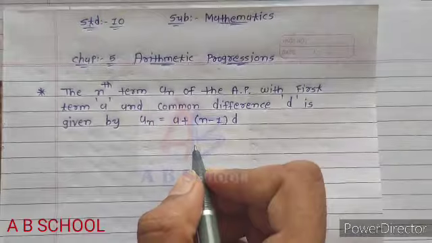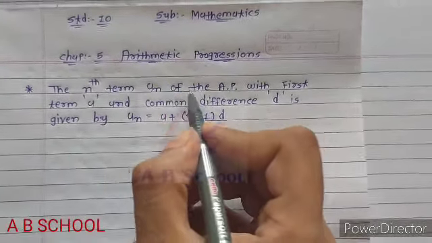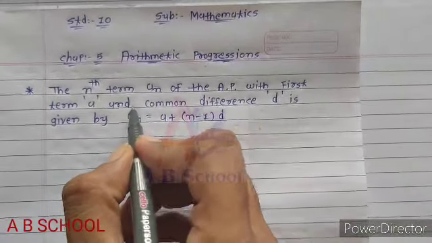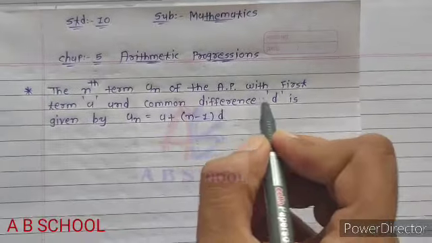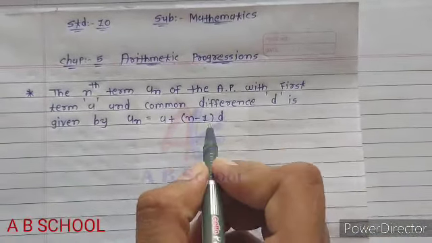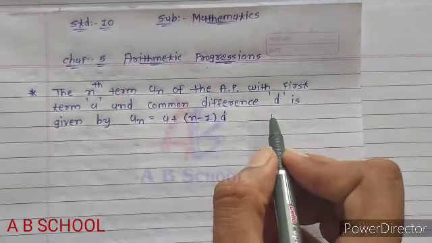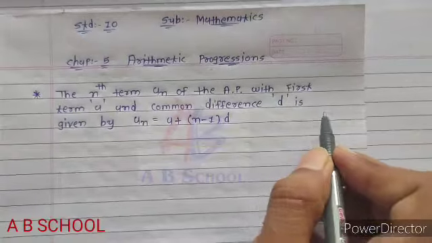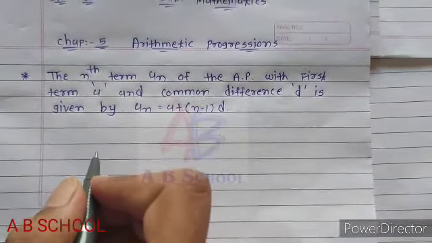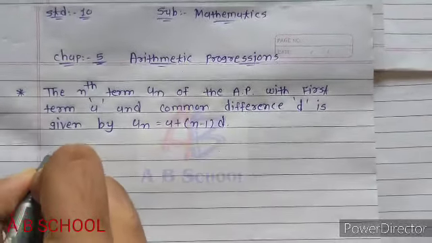Now first we will recall that the nth term An of an AP with first term A and common difference D is given by An is equal to A plus (N minus 1) into D, which is used for finding the terms of an AP. For the first term, put N is equal to 1 in the given form. So A1 is equal to A.